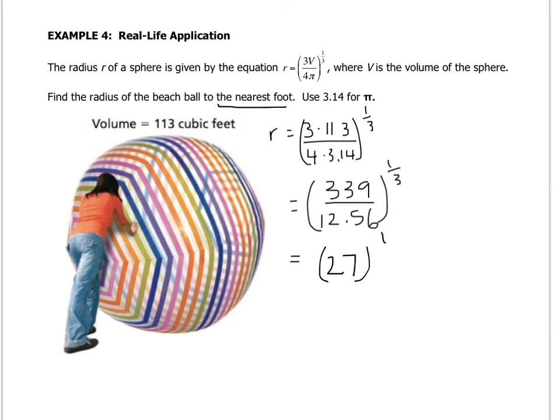And so I want 27 to the 1/3 power. So that is the third root of 27 to the first, right? Because that's what the numerator tells me to do, but anything to the first is itself. And the cube root of 27 is 3. So the answer is 3, and they want the radius, so that would be 3 feet.